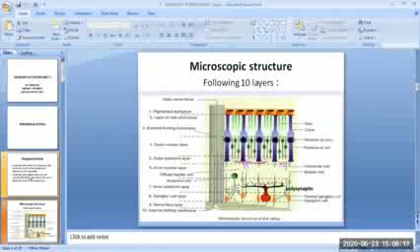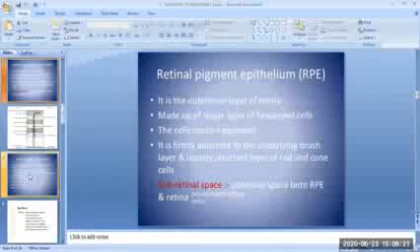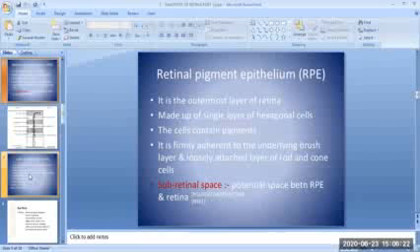The first layer is the pigment epithelium, or the retinal pigment epithelium. It is the outermost layer of the retina. It consists of a single layer of cells containing pigment, and it is firmly adherent to the underlying basal lamina, which is called Bruch's membrane of the choroid.